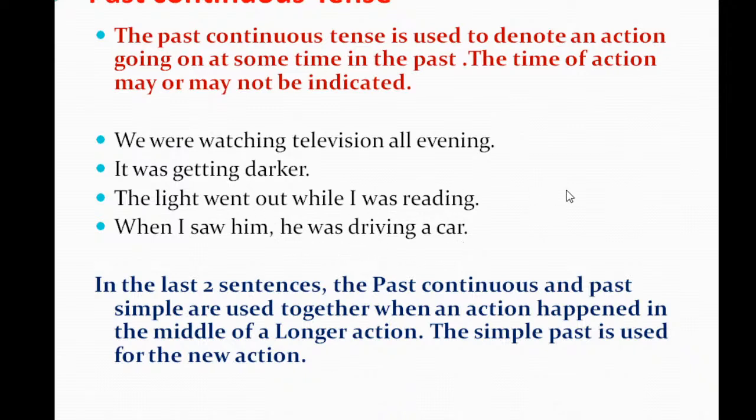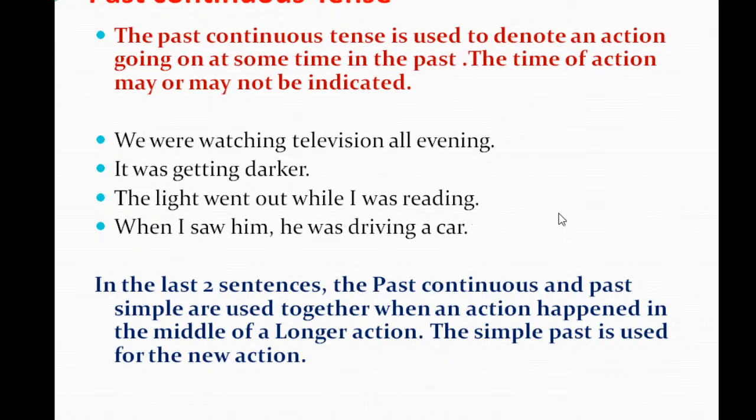Go for the previous sentence. I was reading. It was a continuous tense. It was happening for some time when the light went out. और light बाद में गया, right? पढ़ाई पहले से चालू थी. So it's a continuous tense and simple past is used. The light went out. So the light went out happened later on. So it's simple past and I was reading is the past continuous.